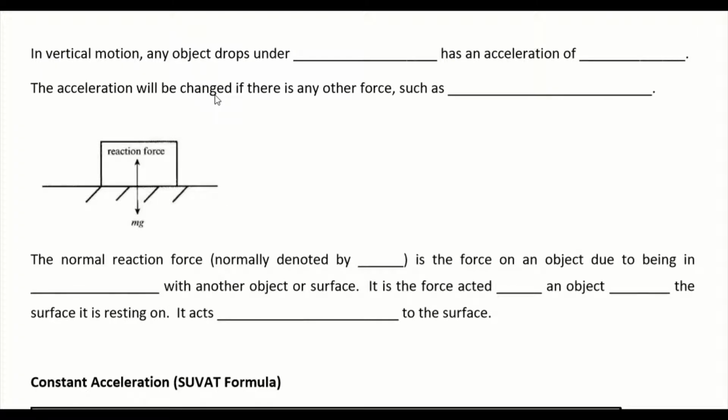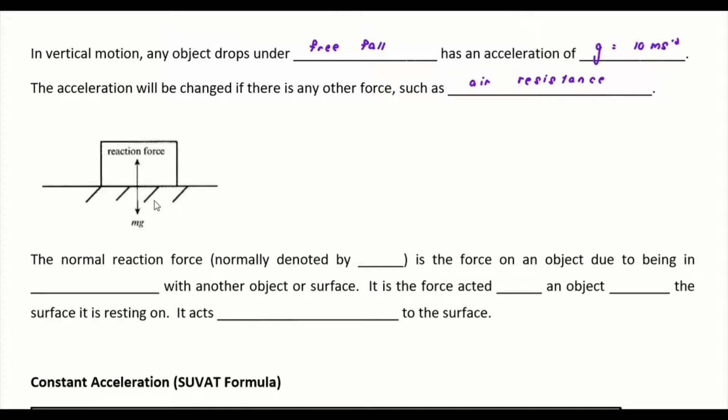This is what we learned in topic one, around lesson three, about vertical motion. We know that any object that drops under free fall has only the gravitational force acting on it, so it has an acceleration of g equals 10 meters per second squared. However, we will be looking into situations where the acceleration changes if there is another force, for example air resistance.